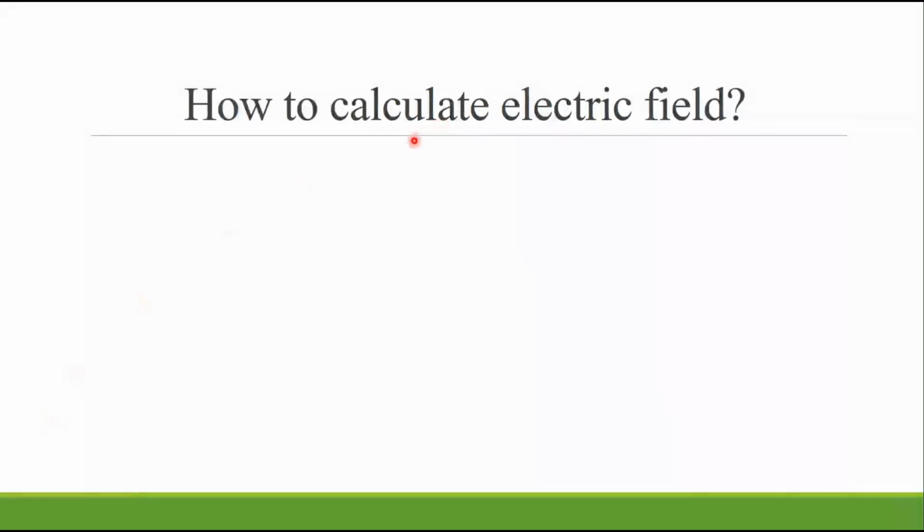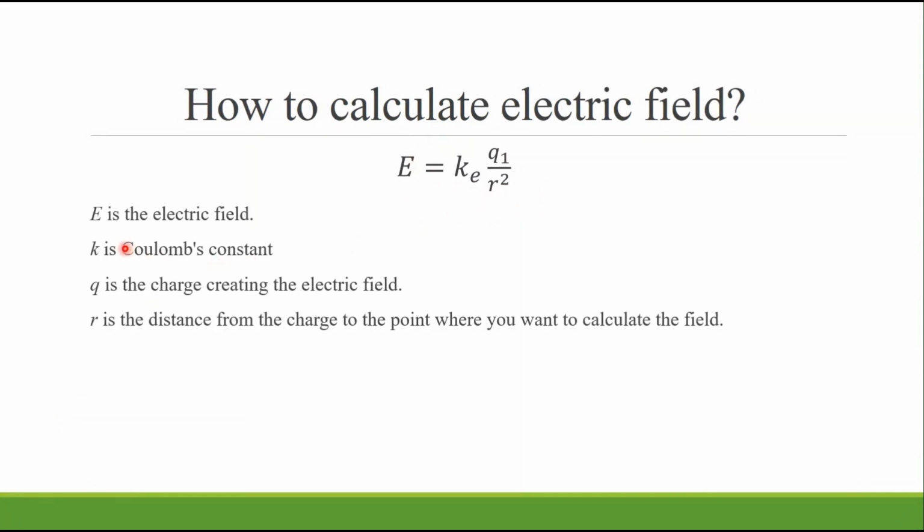Electric field is calculated from this formula, where E is the electric field, K is Coulomb's constant that we talked about, Q is the charge creating the electric field, and r is the distance from the charge to the point where you want to calculate the field.